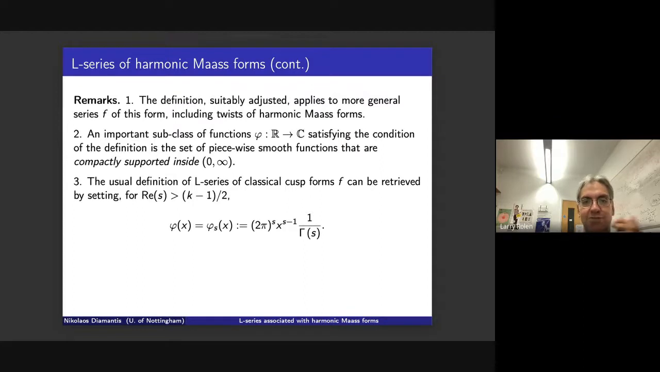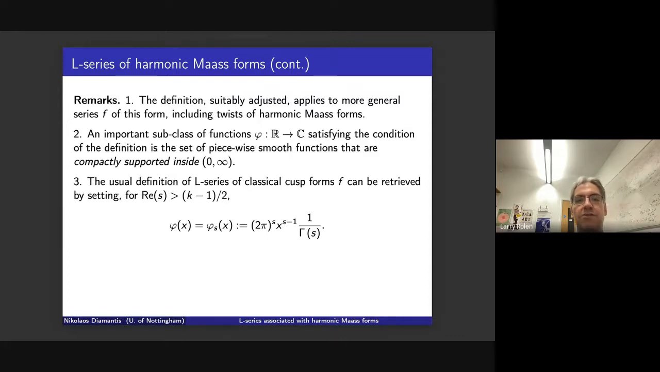So now I'm ready to answer this hypothetical question. It does contain the classical definition. If we now restrict to f, which is no longer a harmonic Maass cusp form, which is not even weakly holomorphic, if it is an honest holomorphic classical cusp form, then we can simply take phi to be essentially x to the s minus 1 times some function of s alone, and then we plug it in, and what we are going to get is exactly the classical Dirichlet series, but now the real part of s must be k minus 1 over 2 in the first instance, before we do some analytic continuation.